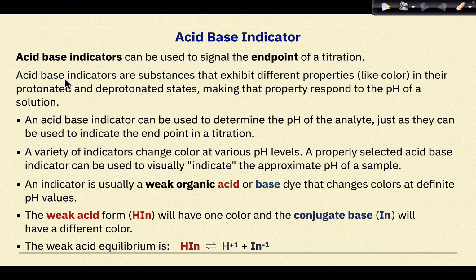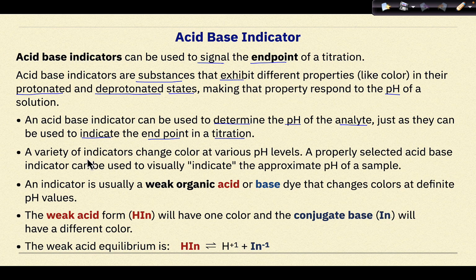Acid-base indicator. Acid-base indicators can be used to signal the endpoint of a titration. Acid-base indicators are substances that exhibit different properties like color in their protonated, which means they have a hydrogen ion, and deprotonated, the lack of a hydrogen ion, states, making that property respond to the pH of a solution. An acid-base indicator can be used to determine the pH of the analyte, just as they can be used to indicate the endpoint in a titration.